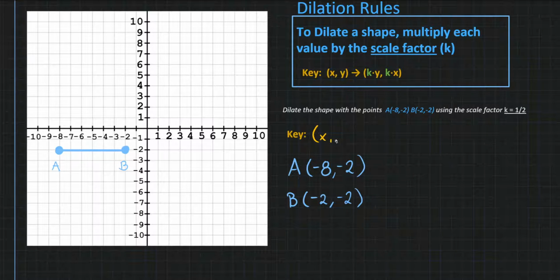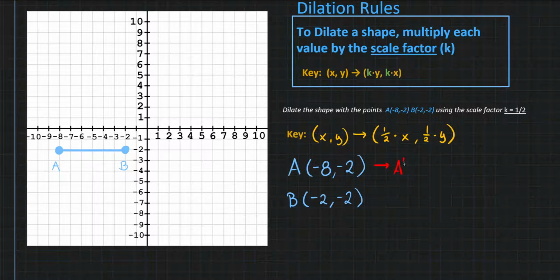Starting with x, y and making this change to it. We're going to multiply x by 1/2, and we're going to multiply y by 1/2. Now this is going to mean we're going to multiply a fraction by a whole number, because if you look here, all my numbers are whole numbers. But if you watched the last video, that's going to be a breeze. So let's try it out.